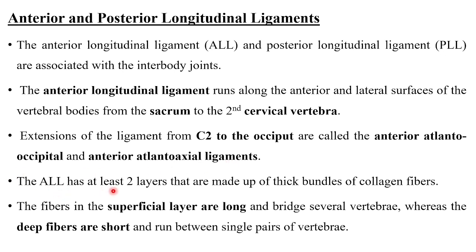The anterior longitudinal ligament has two layers, like the posterior longitudinal ligament, and they are made up of thick bundles of collagen fibers. These two layers are the superficial layer and the deep fibers. The fibers in the superficial layer are long and bridge several vertebrae, whereas the deep fibers are short and run between single pairs of vertebrae. So the superficial layer connects several vertebrae, and the deep fibers connect single vertebrae.